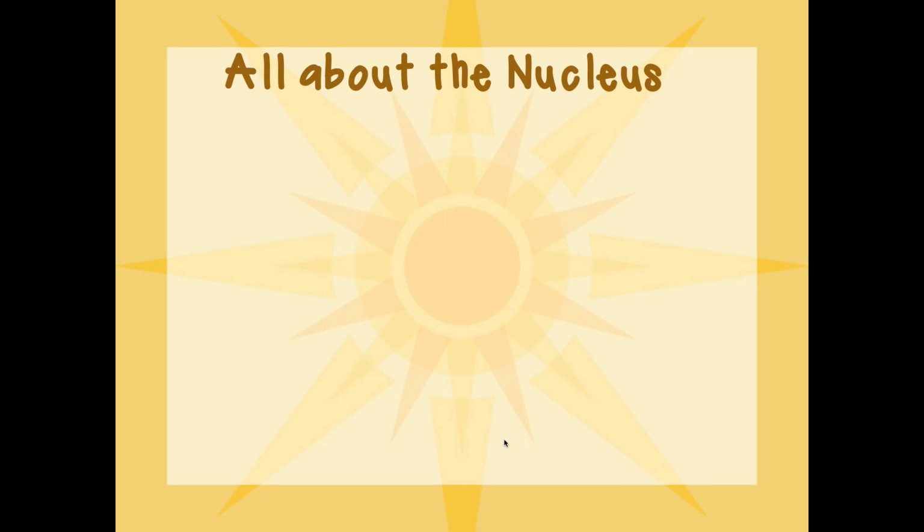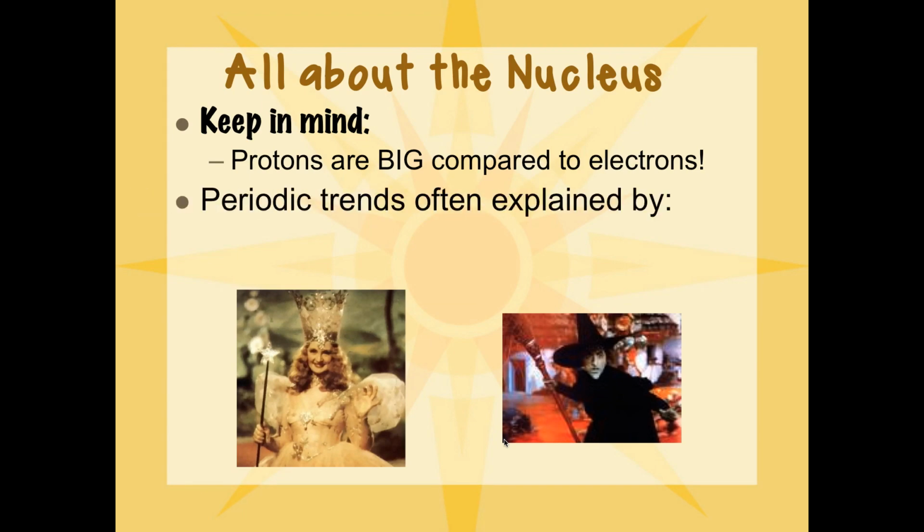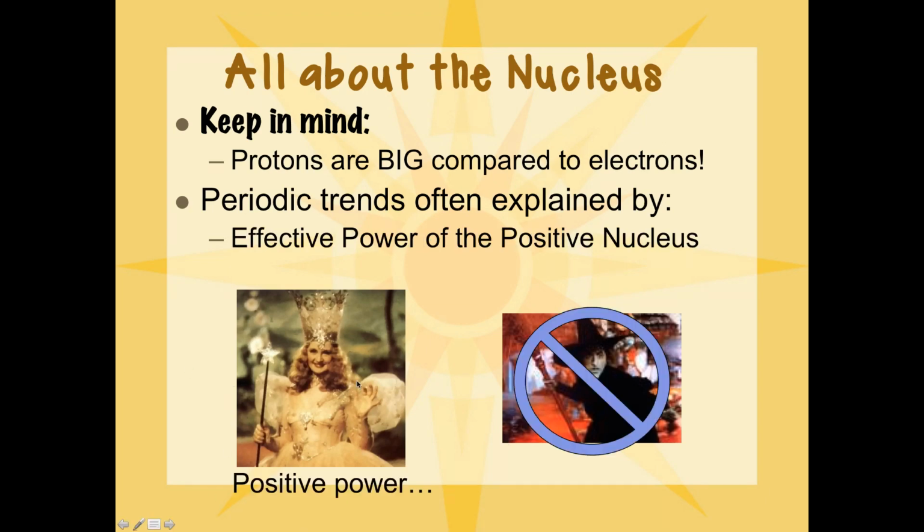Before I even start explaining the different trends, I really want you to think about the nucleus, because pretty much everything in the trends is explained by the nucleus. So keep this in mind. The protons are considered big compared to the electrons. Both of them obviously are tiny subatomic particles, but if you compare a proton to an electron, a proton is considered big. Most of the trends are explained by how positive your nucleus is to overcome the negative energy of your electrons. So the positive power of the nucleus is really what we're going to focus on, and how that interacts with the electron cloud.